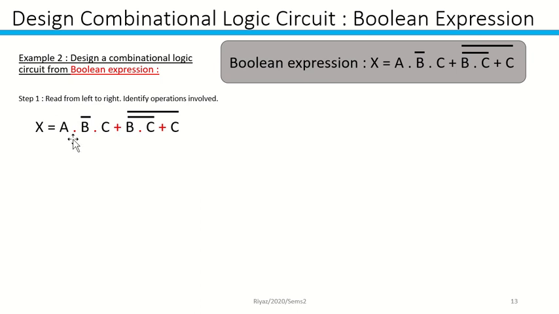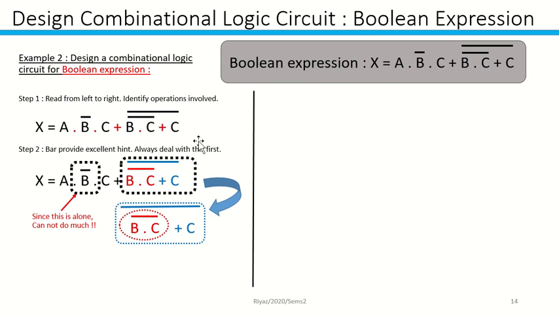So over here, a dot is always the operation of AND, and plus is always OR. So you just focus on that. Next, when you have already identified the operations, we don't have an exclusive one over here, so it's a great help. So we go for the second step.